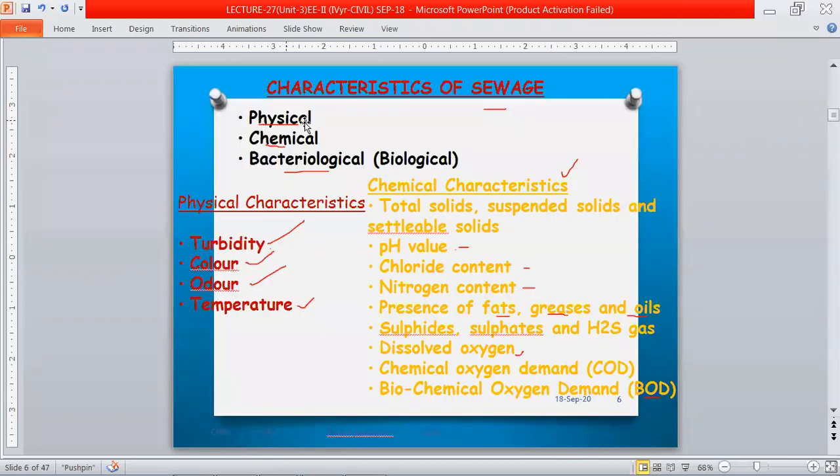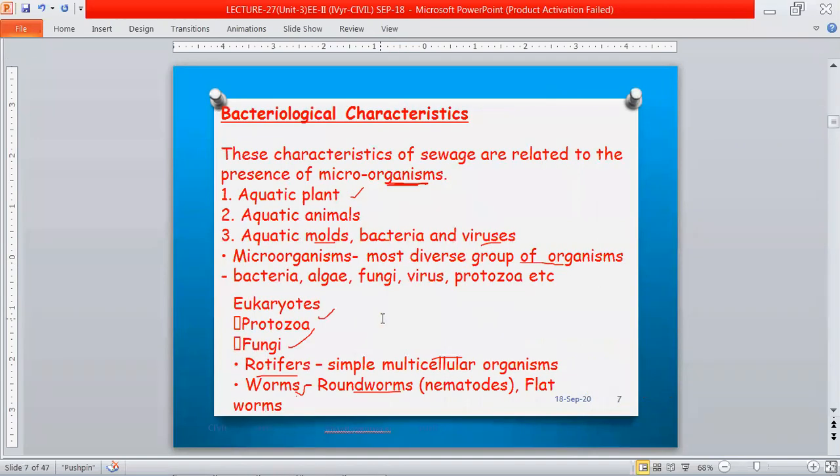In the last class we discussed these three things generally, covering topics like turbidity, color, odor, and temperature. In the chemical characteristics we have to discuss the balance topics, and in the biological characteristics we also have to discuss the balance things.